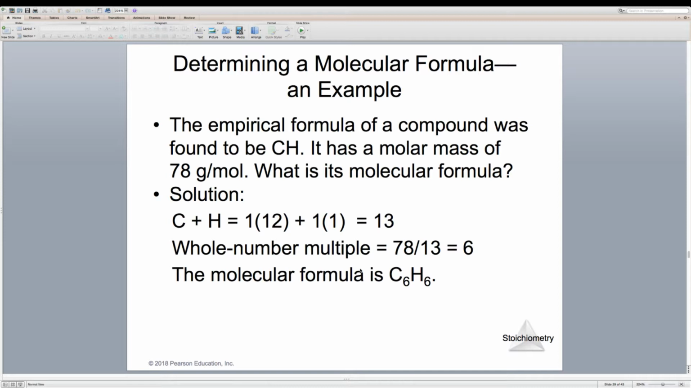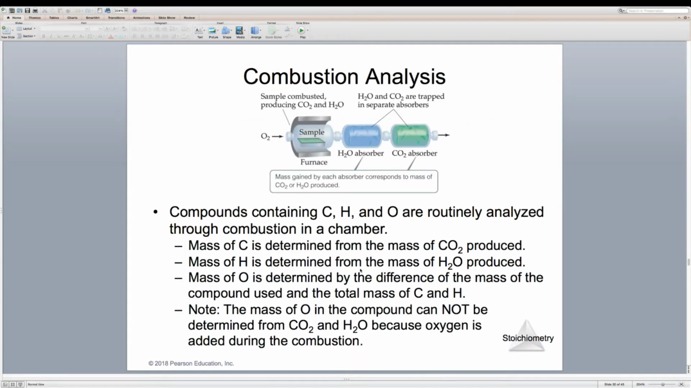So here, the empirical formula was CH, but it has a molar mass of 78. If we look at the molar mass of CH alone, it's 13. We've been given the molar mass of the molecule as 78. If we divide 78 by 13, we end up with 6. So we multiply each of the atoms involved in our example by 6, and we end up with C6H6, which is benzene.